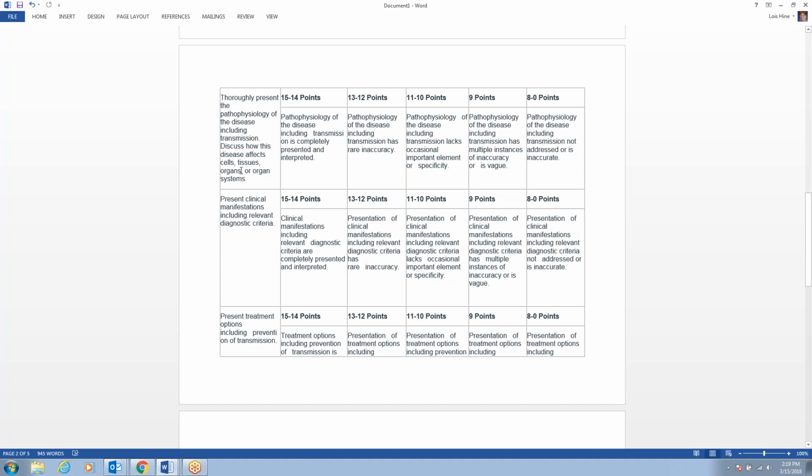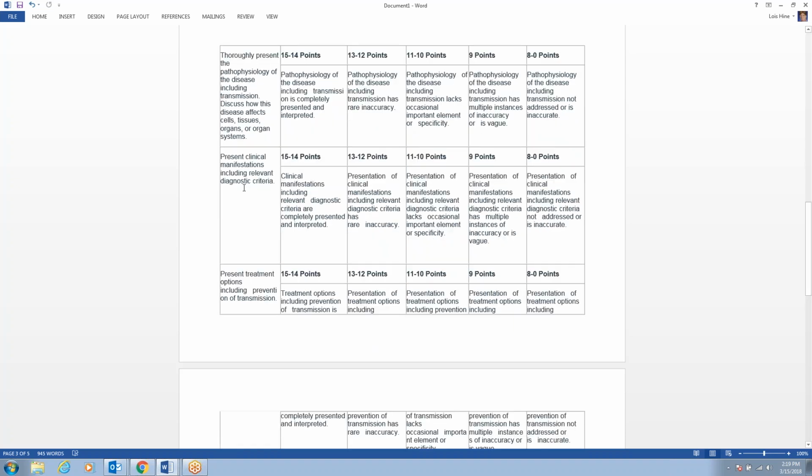Discuss how the disease affects your cells, tissues, organs, or organ systems. So this is the pathophysiology of it. What's it going to do in the human body? And you want to be thorough with that, but kind of keep it in terms where the public would understand.